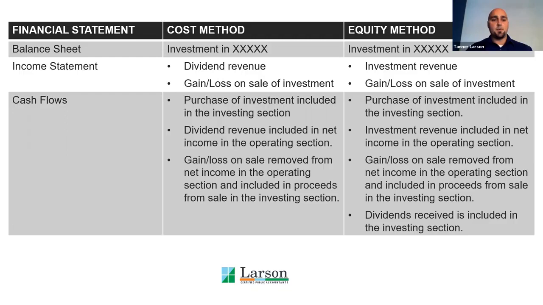On the cash flow statement, it's very similar. The purchase goes under the investing section for both the cost and the equity method. Dividend revenue is recognized in net income in the operating section, and the investment revenue is included in net income in the operating section for the equity method. Under both methods, you're going to have your gain/loss removed from the operating section, and the amount that you received is going to be included in the investing section.